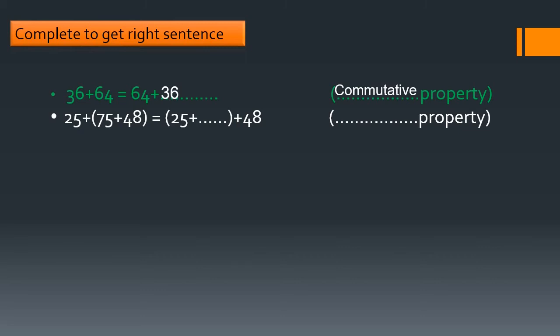25 plus 75 plus 48 equals 25 plus what plus 48. And what's the name of the property? Yes, the missing number is 75 and the property is called associative property.